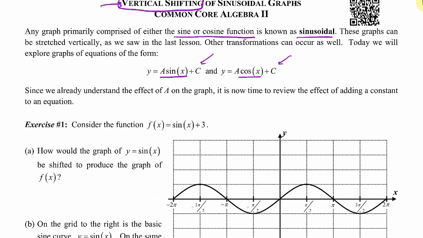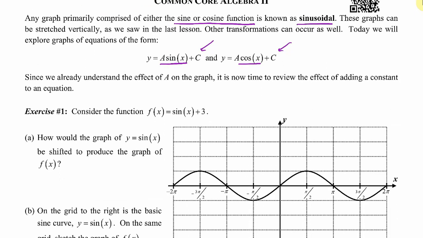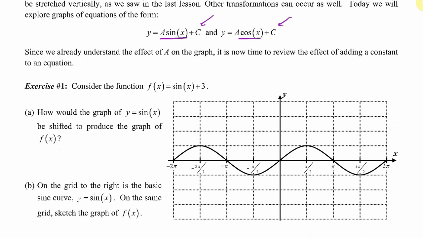Since we already understand the effect of A, the amplitude, it is now time to review the effect of adding a constant. Consider the function f of x equals sine of x plus 3. How would the graph of sine of x be shifted to produce the graph of f of x? Well, we're literally taking this and adding 3. We're going to move it up 3 steps. We're translating it up. That's all these are, our typical translations. We're not multiplying anything here, we're just adding.